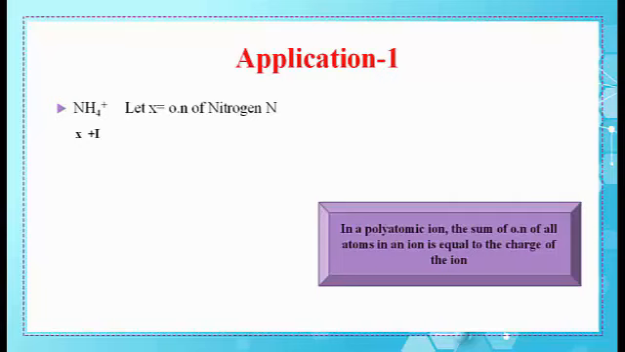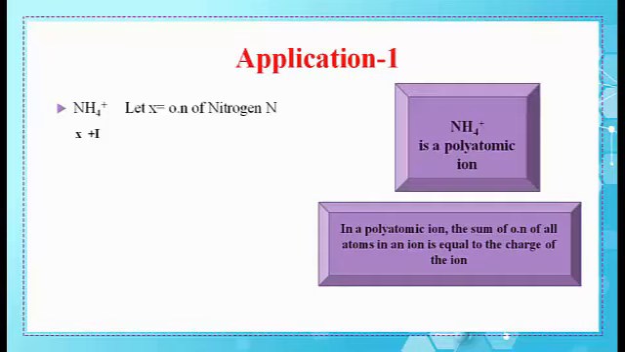For the polyatomic ion NH4+, let X be the oxidation number of nitrogen, and we know that the oxidation number of hydrogen is +1. In a polyatomic ion, the sum of oxidation numbers of all atoms in an ion is equal to the charge of the ion. And NH4+ is a polyatomic ion, then the sum of all the oxidation numbers must be equal to the charge of this ion, which is +1.